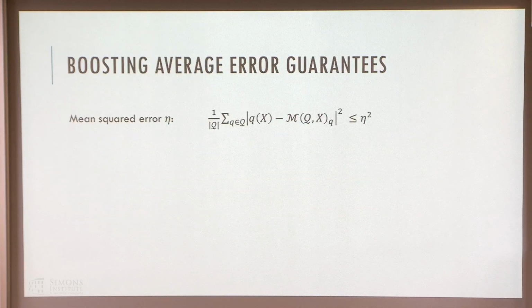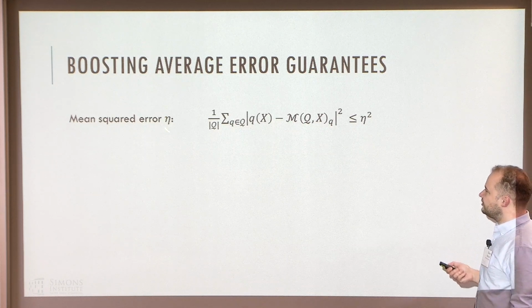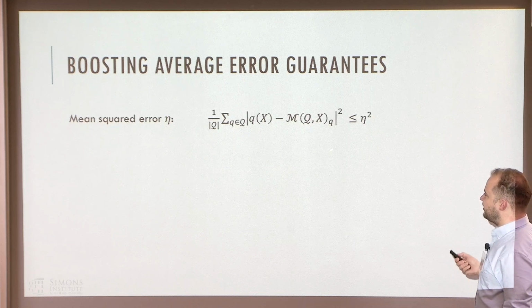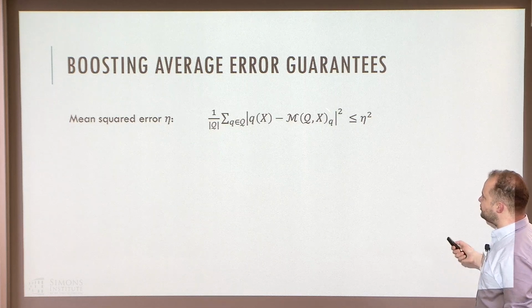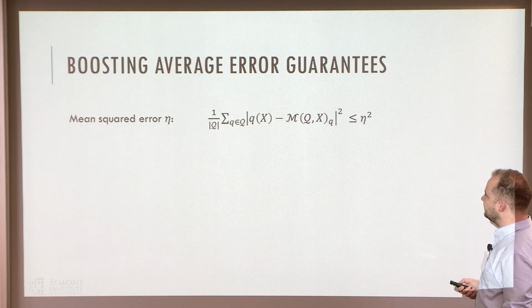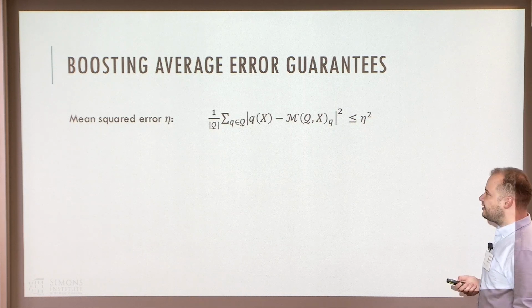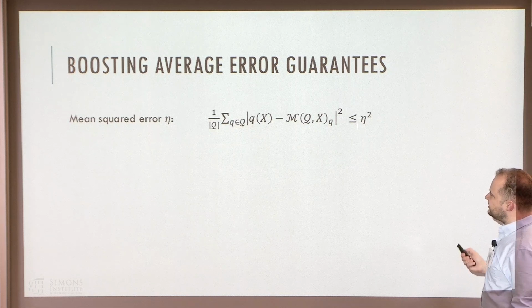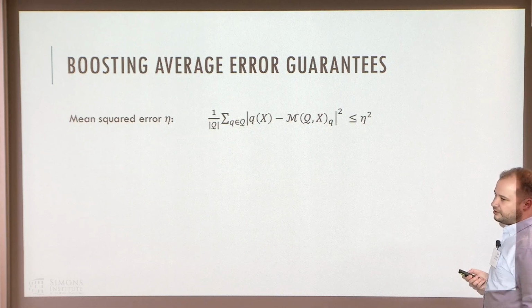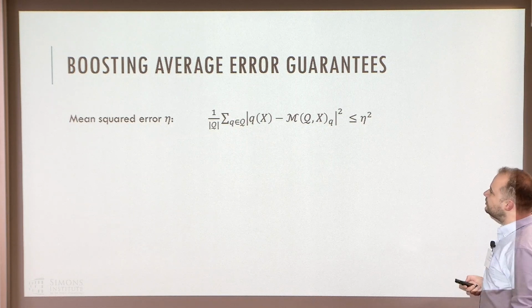Okay, so way number one to do this is based on boosting. Let's say you have some mechanism with a good mean squared error guarantee. Let's say the root of the mean squared error is eta, so the average of the squared errors is bounded by eta squared. Let's say you have a mechanism like that, and I'll try to get from there to having small error on all the queries. This is the kind of thing that with projection we can do well, even on many queries.